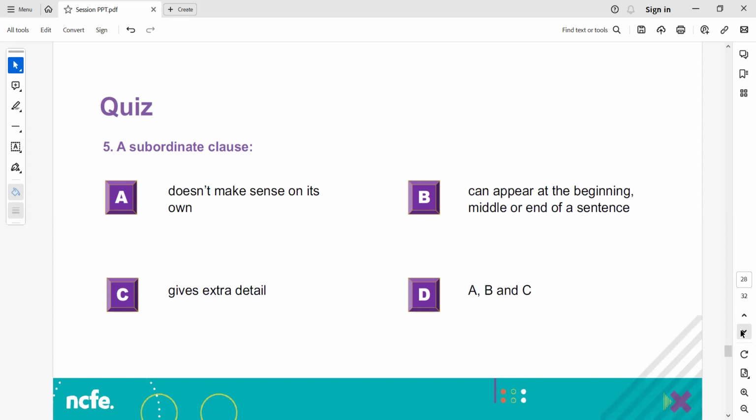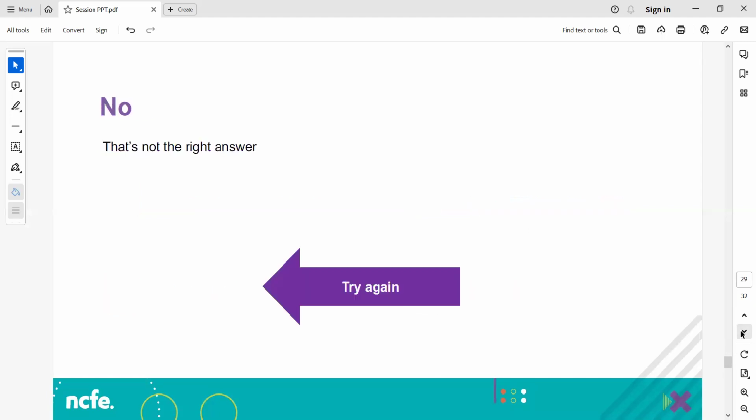A subordinate clause can appear at the beginning, middle or end of a sentence, it gives extra detail, or is it all of those things? So is A correct? A subordinate clause doesn't make sense on its own. Is that right? Yes. Where can it appear in the sentence? Can it go at the beginning, the middle, or the end? Yes, it can. And it gives extra detail, so we know that. So it's all of those things. A subordinate clause is all of those things. All of them, yeah. Well done.